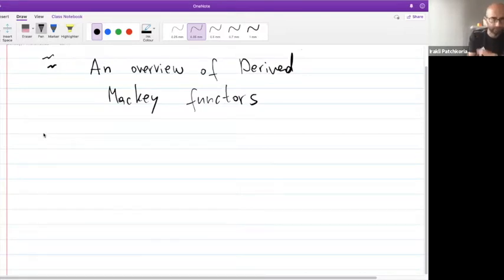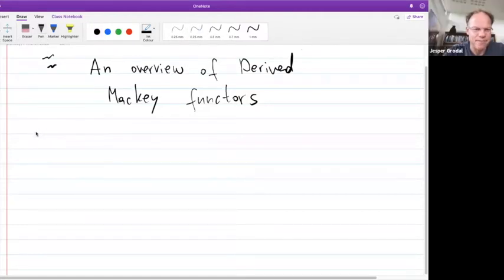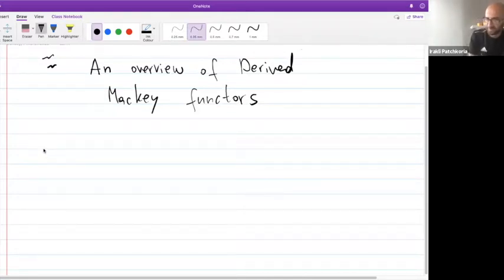Sorry, there is some motorcycle here passing by. I'm just going to give a story where these derived Mackey functors came from, and it's a biker gang. Yeah, it's like 5 motorcycles in a row or something. Sorry for that. All right.